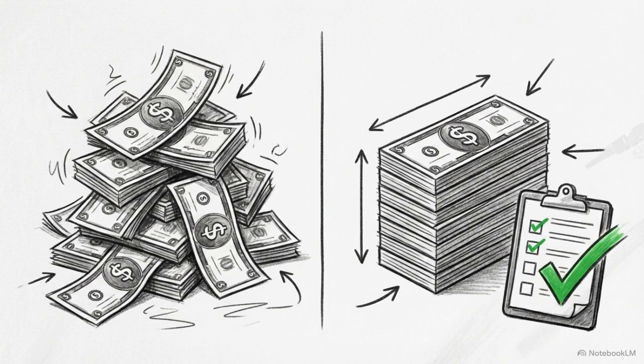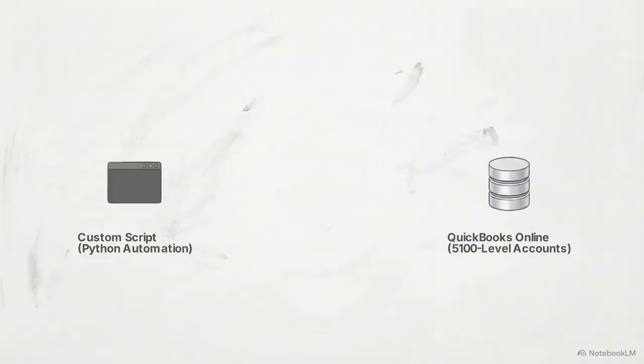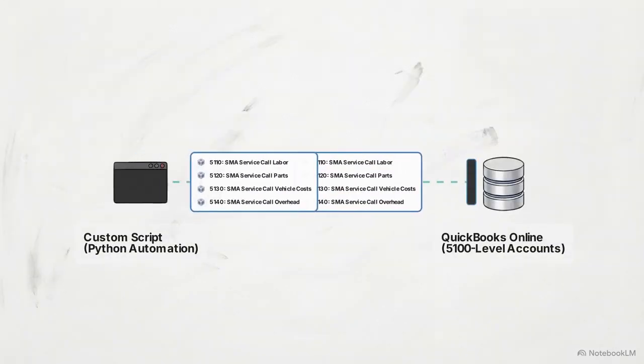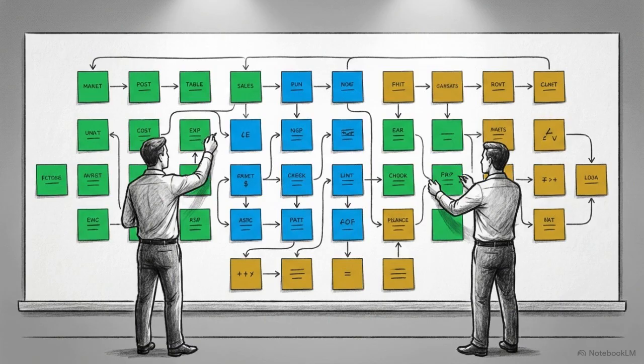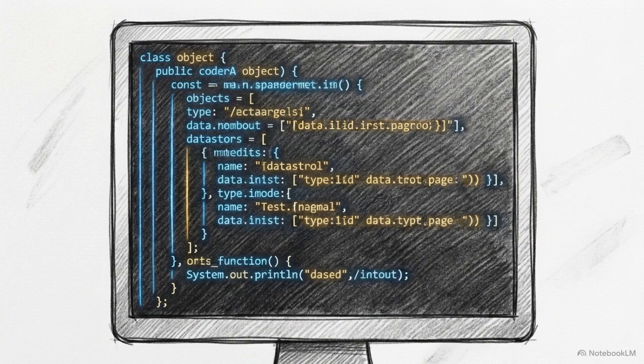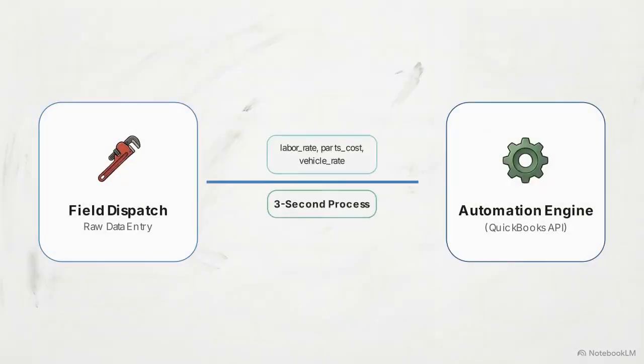Categorizing these factors is a prerequisite for the system. Without this separation, it is impossible to calculate true per-customer profitability. This structure allows the accounting software to receive automated data payloads directly from our custom script. Establishing this granular data architecture is the mandatory first step before any AI logic can be applied to the ledger. Next, we move into the Python environment to build the automated bridge between the field dispatch software and QuickBooks.